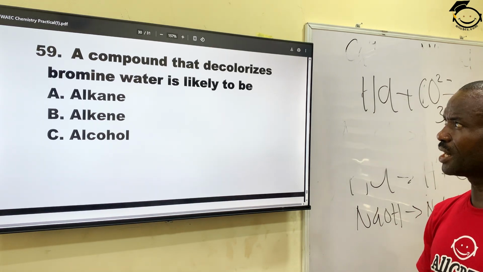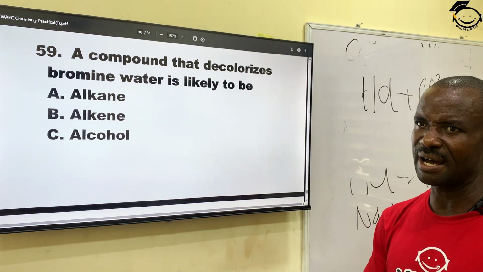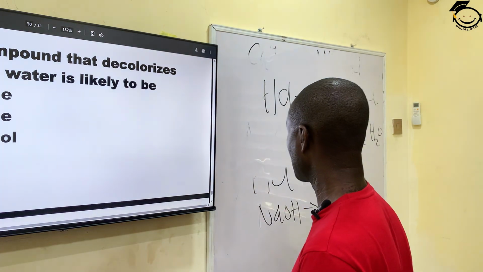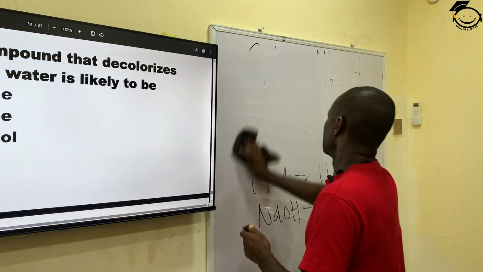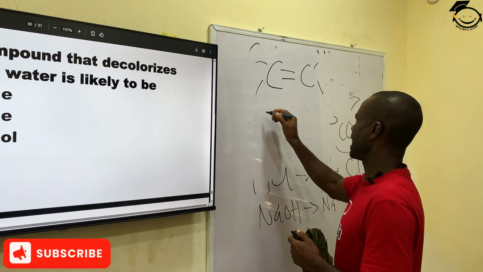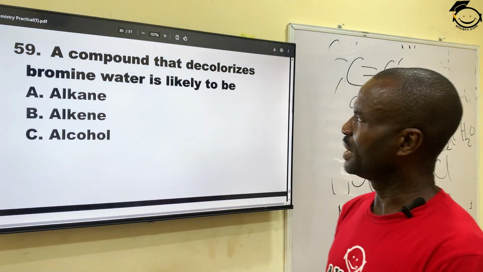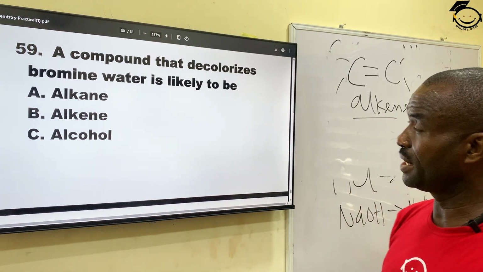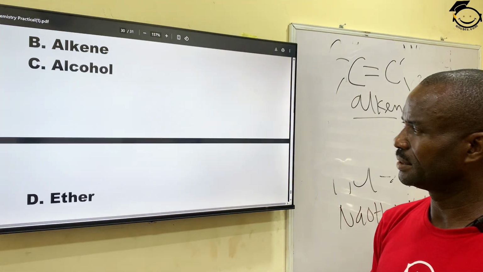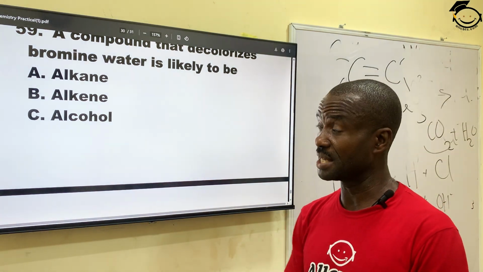Question 59. A compound that decolorizes bromine water is likely to be... Bromine water is a reagent for testing for unsaturated hydrocarbon. When we say unsaturated hydrocarbon, we mean a compound that has carbon to carbon double bond in it, such as alkenes. The homologous series of alkenes are unsaturated. So the compound is likely to be A. Alkane, B. Alkene, C. Alcohol, and then D. Ether. The correct answer is the unsaturated alkene. It will decolorize bromine water, making it colorless.